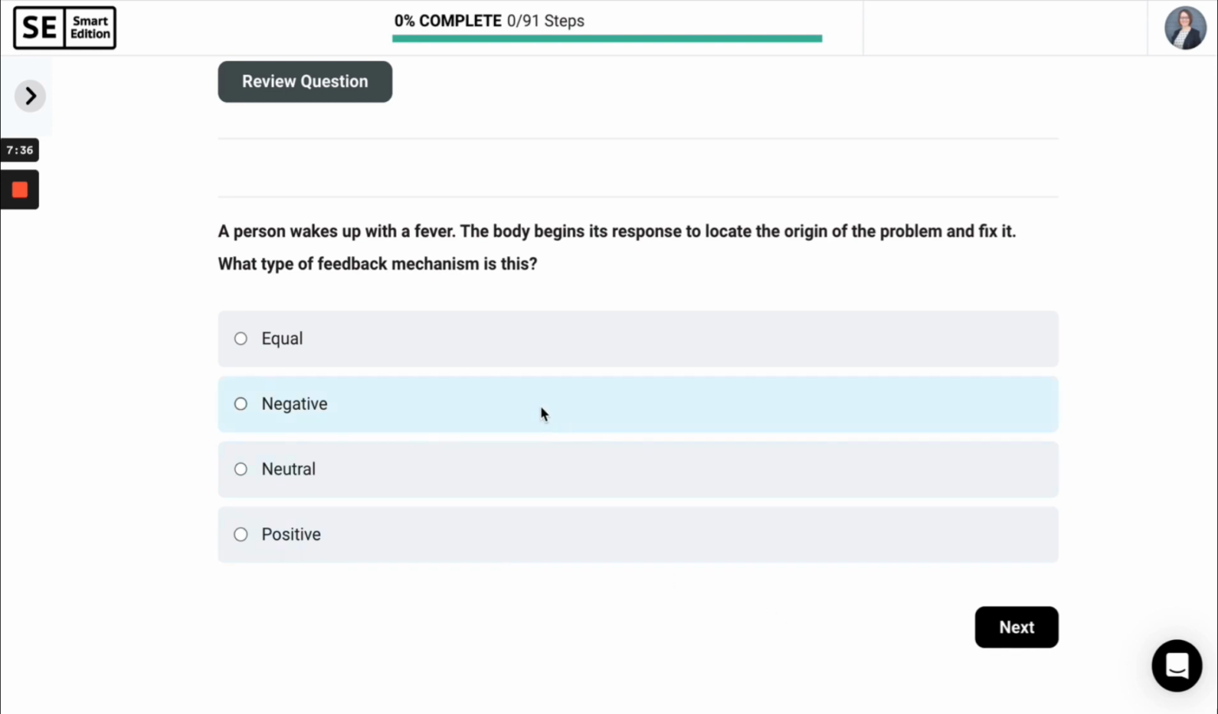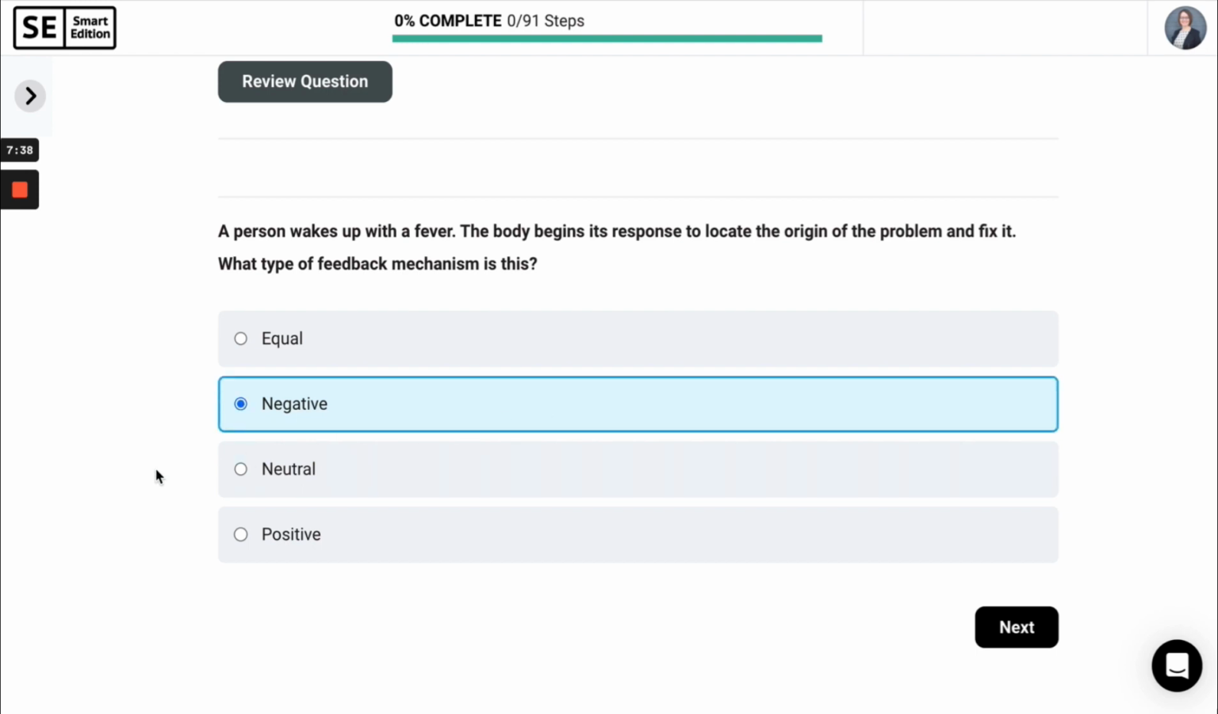So the correct answer here is negative. If you remember from just a few questions ago, the body has two feedback mechanisms. They are negative and positive.